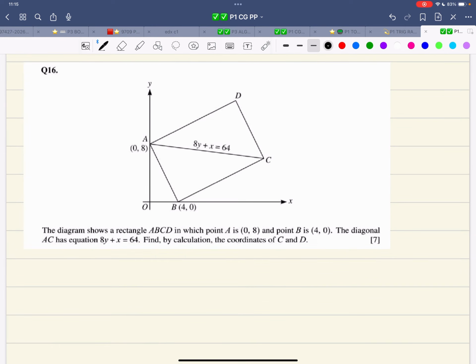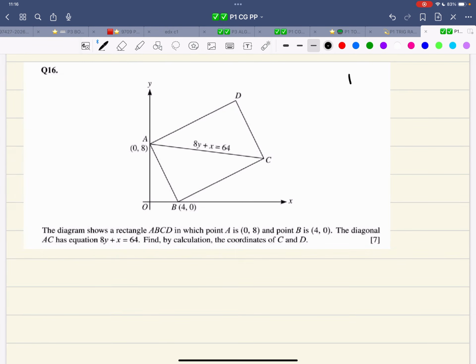Now finally we are on the last question, and these 3 questions are perfectly enough for you to try out the other questions. Of course there will be some 5% questions that might be difficult, so why worry? So now this thing over here, the diagram shows a rectangle ABCD. Now this time they have labeled it anti-clockwise, in which the point A is 0, 8 and B is 4, 0, and the diagonal AC has this equation. Find by calculation the coordinates of C and D.